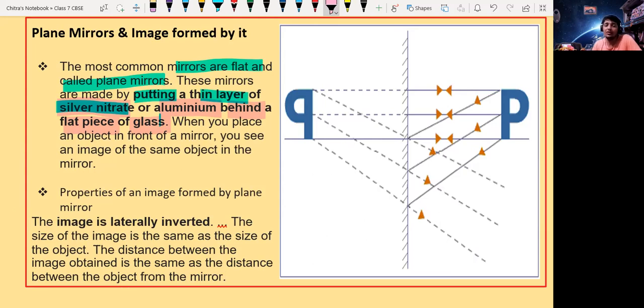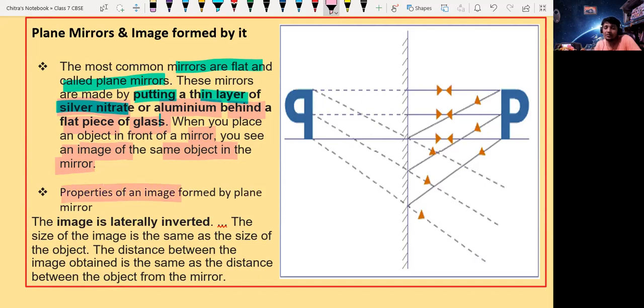When you place an object in front of the mirror and look in the mirror, you will see the object as if it is behind the mirror. So the image of the same object in the same mirror will have the same size, depending on the mirror.